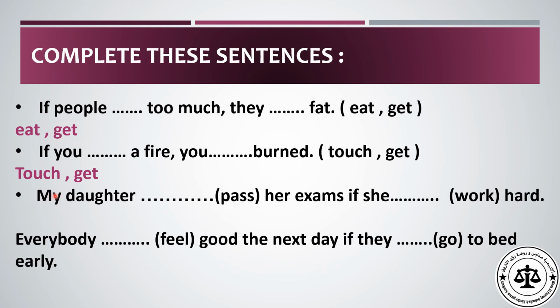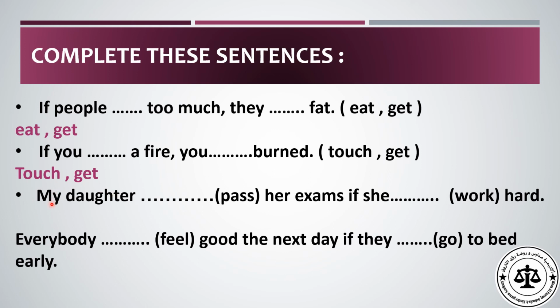Number three, my daughter passed her exams if she work hard. Look here, we started with the result and we don't put a comma between the two sentences لأنه إحنا بدأنا بالنتيجة بعديها حطينا جملة الشرط. إذا ما بنحطش كوما لأنه جملة الإف إجت بعد النتيجة.